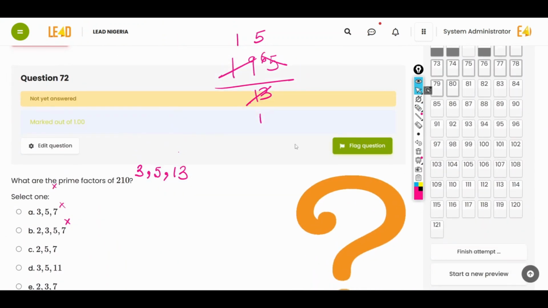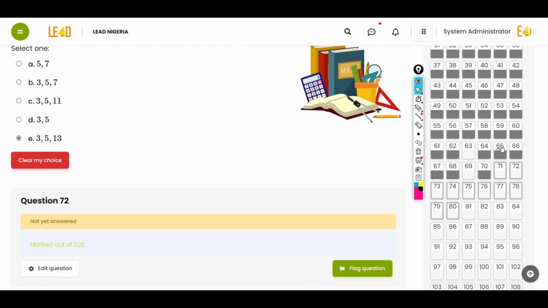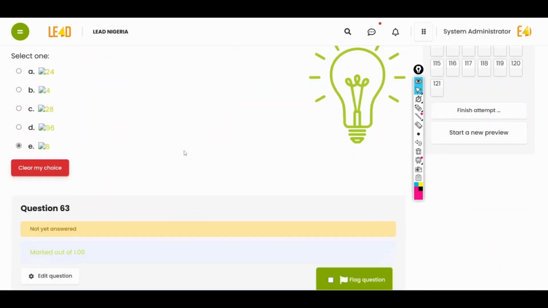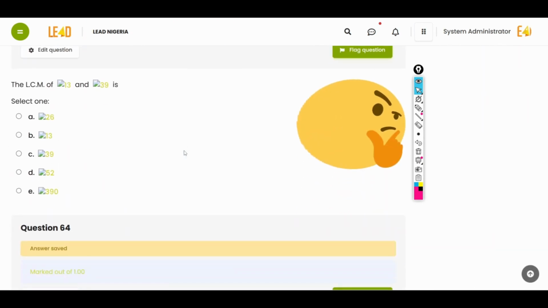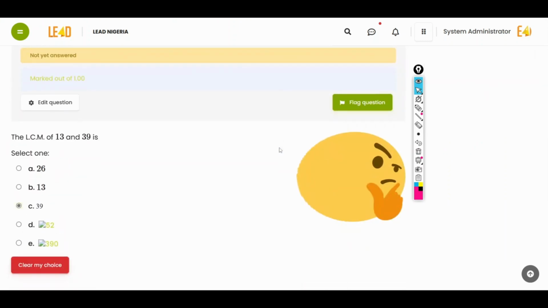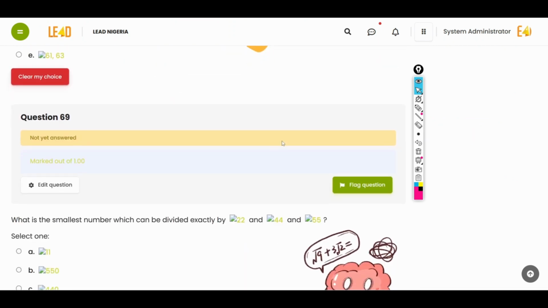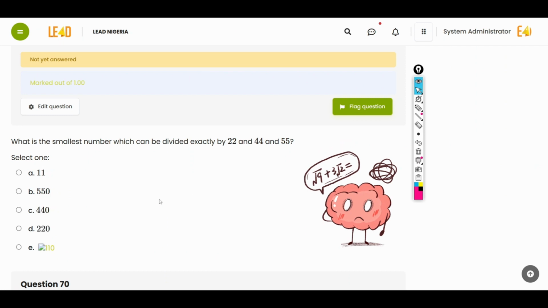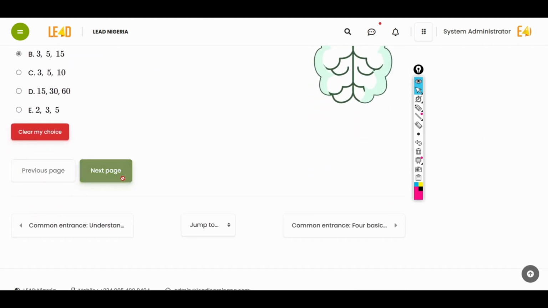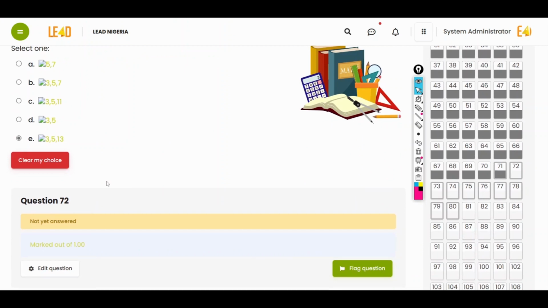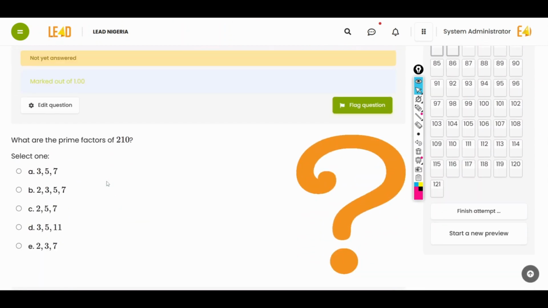All right, let me quickly check back on 63 and 69 to see why we didn't put in answers, just to be sure. For 63, the answer was 39, so I remember we solved that. Then for 69, at the bottom of the page, yeah, we solved this. The answer was 220. So we solved that already. Okay, so let's just move on.